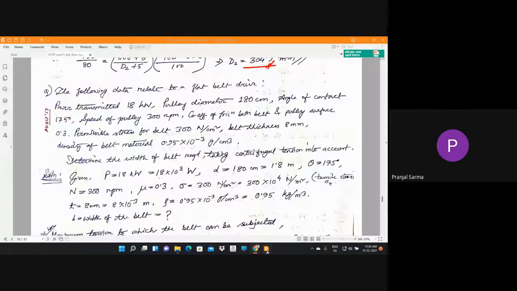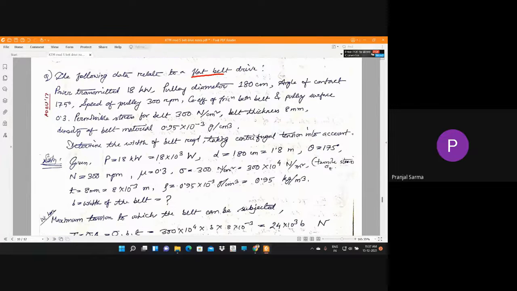Okay. So now we are coming to one actual type of problem related to belt drive design. That means what kind of belt will be required for a particular task. So these are the actual kinds of problems that you need to focus on. It is saying the following are related to a flat belt drive. So these things are important. This is for a flat belt.